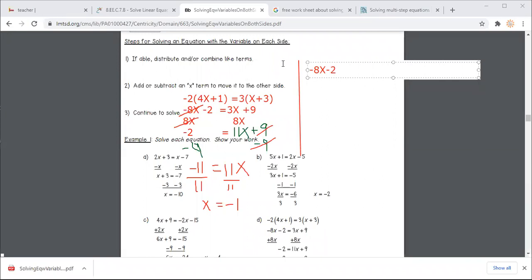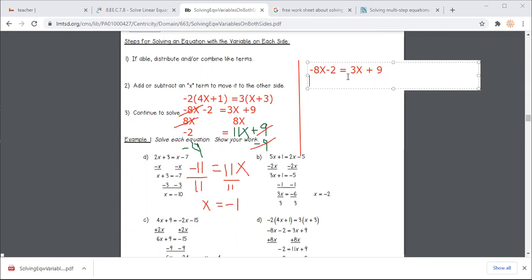It will be negative 8x minus 2 equal, huh? Go on, Judy. 3x plus 9. Exactly. Okay. What is the next step, Judy?